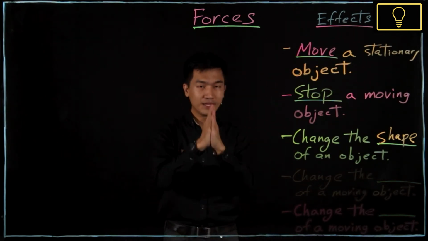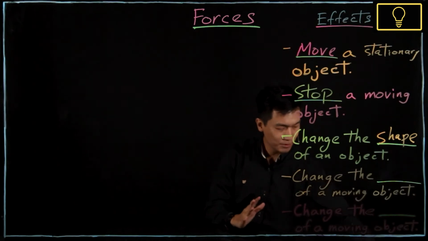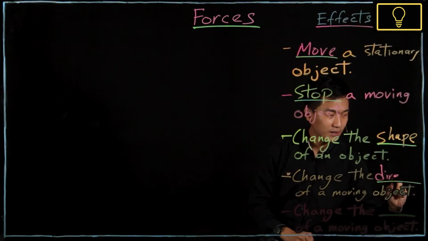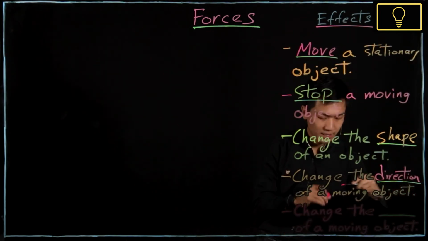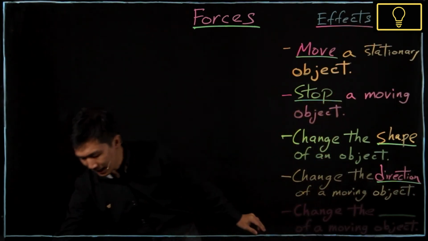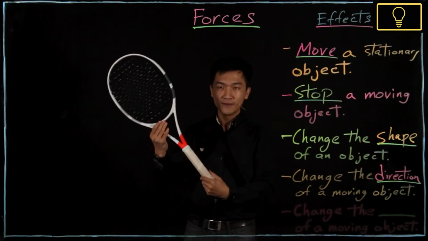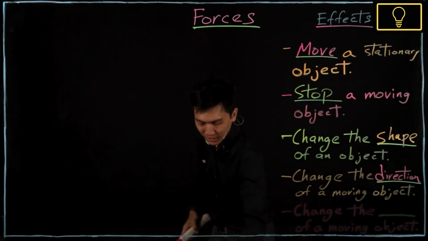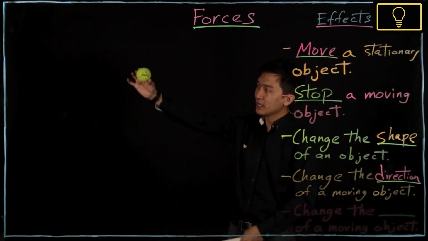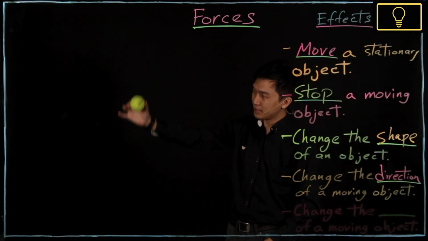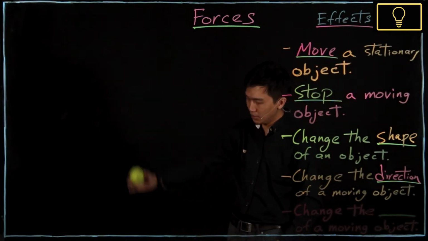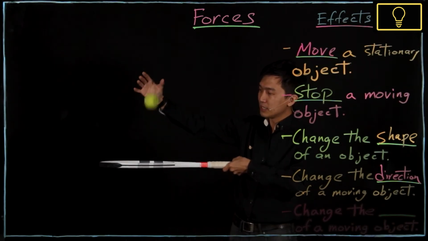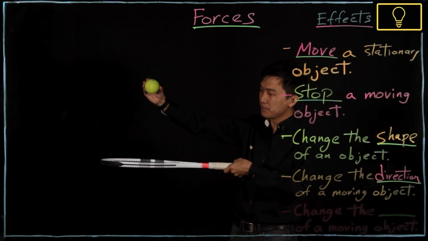Alright. Now, next, force is able to change the direction of a moving object. Now, to illustrate this, here I have a tennis racket. Now, the whole purpose of a tennis racket is to change direction of the ball. So here we have a tennis ball, and when I release it, it drops downwards towards the ground. But when the tennis racket is here, look what happens, right? One more time.